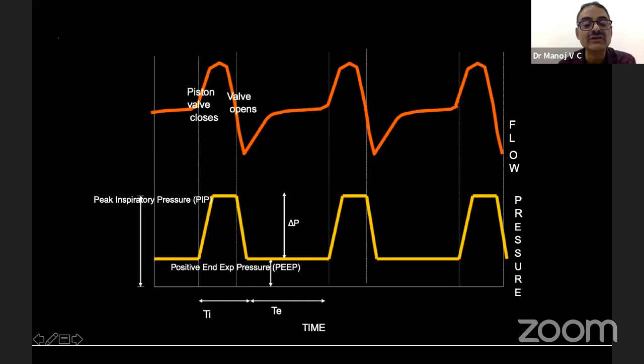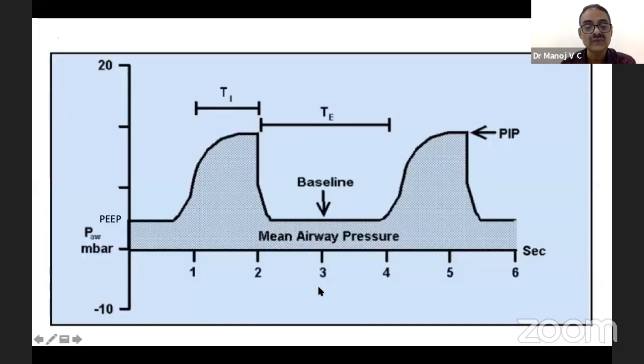The difference between these can be functionally called delta P. And the time from when the piston valve is closed till the time it opens is the inspiratory time. And from the time the piston valve opens till the time it closes again is the expiratory time.